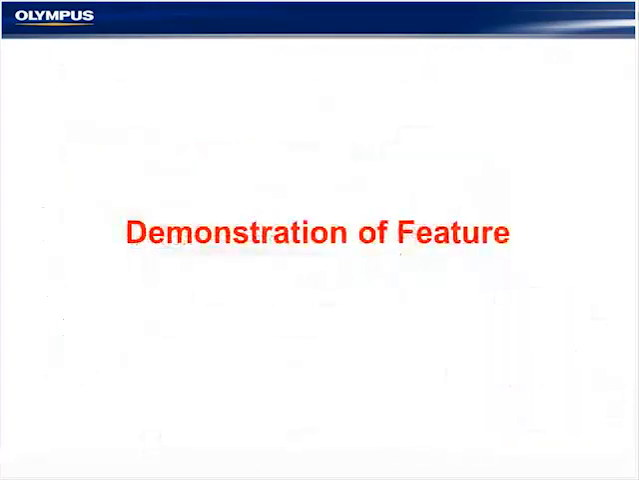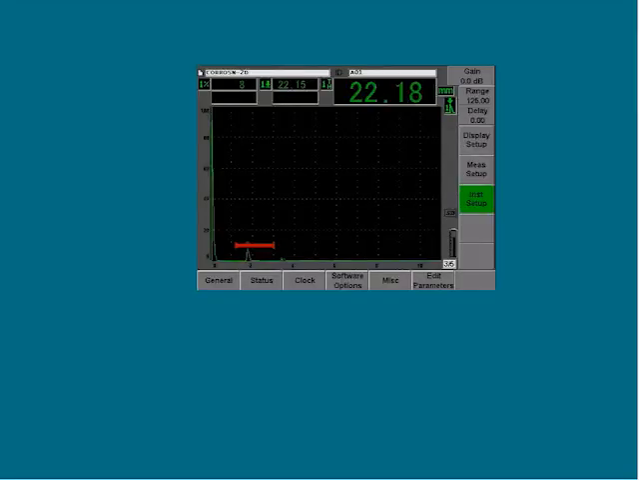So that's a lot of talking to describe what we're going to do with this feature. But now what I'd actually like to do is switch over to a live instrument and provide a bit of demonstration on what we can do. So bear with me here for a second while I switch over to the live unit. And now you can see here the EPOCH 600 screen.